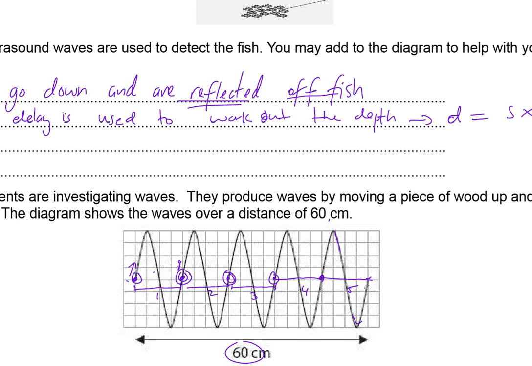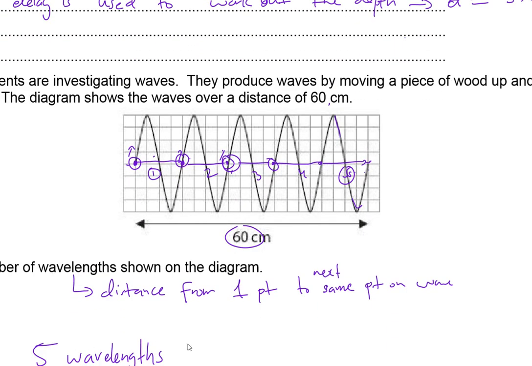Okay, now what we have now, wavelength. The wavelength is the distance from one point to the next identical point. So if I take this point here, for instance, where's the next identical point? So this point goes up, so therefore it's going to be this point here. So this here is one wavelength. From this point to this point, this is the second one. From this point to this point, this is the third one. From this point to this point, the fourth one, and then we have a fifth one in this case. So therefore we have 5 wavelengths.